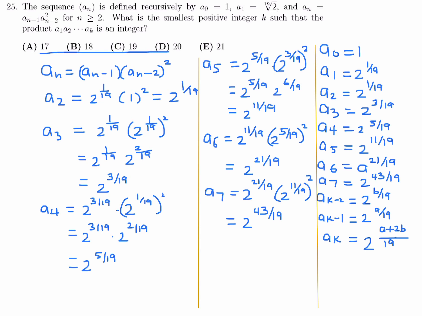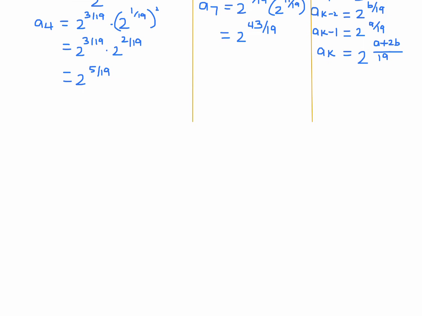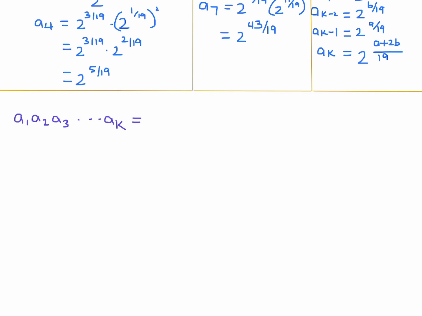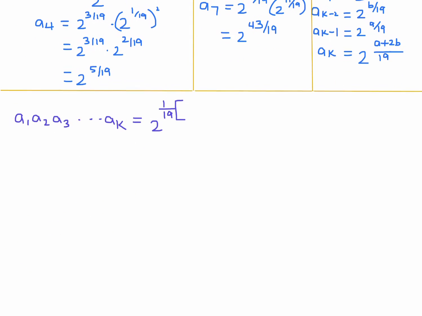Now the answer choices go up to 17, all the way from 17 to 21, so they're making us work a little bit, but that's okay. We've got time, we can do this. Our big product, A1, A2, A3, dot, dot, dot, all the way till AK, is basically adding the exponents. It's a sum. So it'd be 2 to the power of 1 over 19, and then you're going to add up all the sums. So if you remember, this was 1, and then 1, and then 3, and then 5, 11. You're just going to add them, right? Because when you're multiplying these numbers, you're going to be adding the exponents.